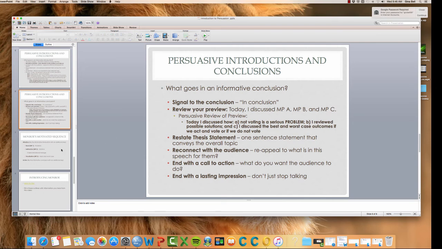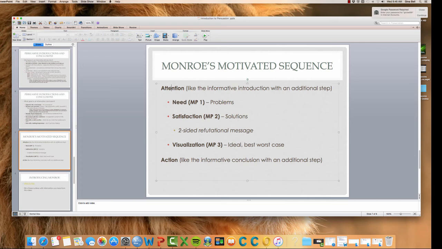So let's go ahead and look at what goes into Monroe's motivated sequence. So you have an attention section and you have an action section. So the attention section is like the introduction. Then you have the need. This is main point 1. Satisfaction. This is main point 2. We just discussed what you do in the persuasive introduction. And we just discussed what you do in the persuasive conclusion. So the persuasive conclusion section is called action. The persuasive introduction is called attention.